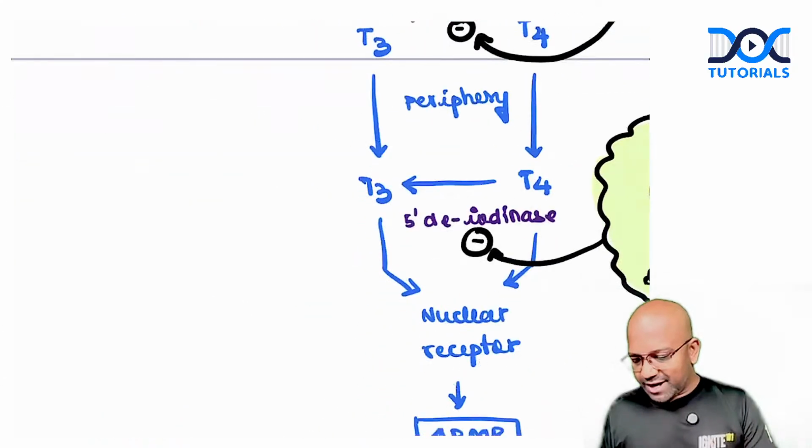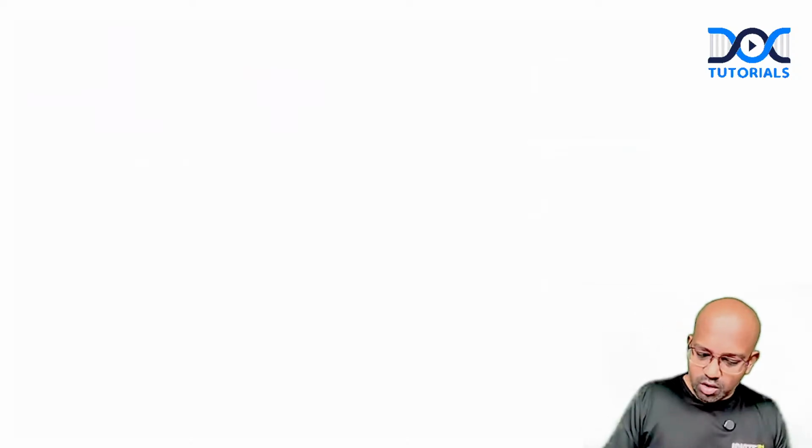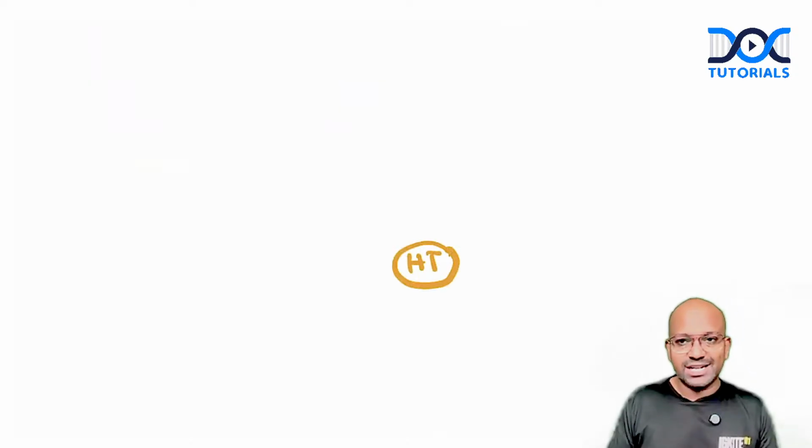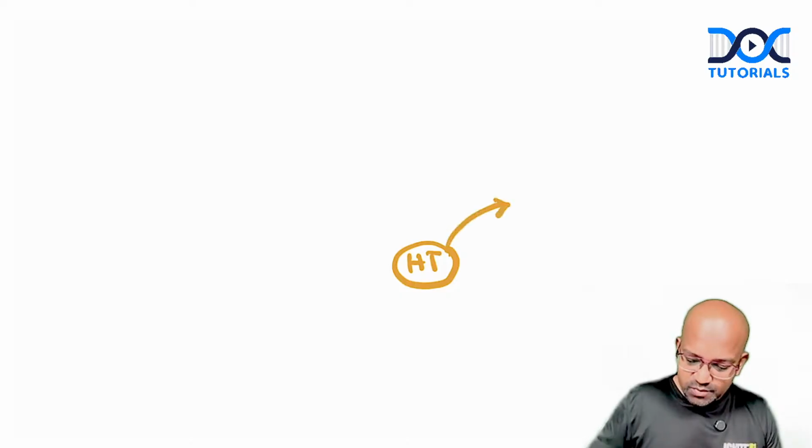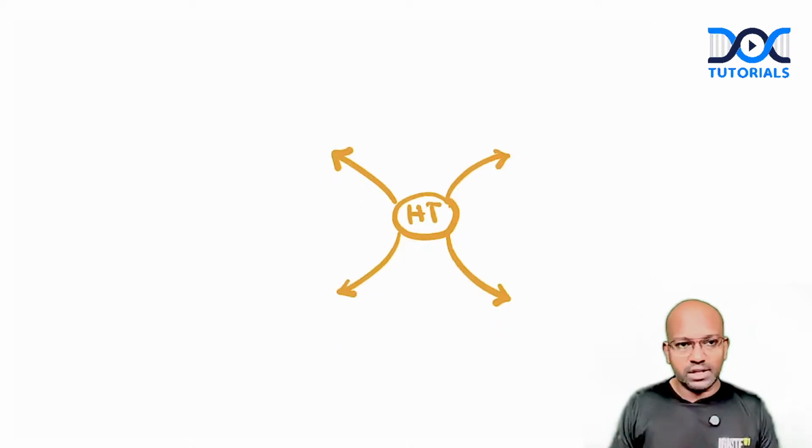Now, let's talk about the pharmacological perspectives of these drugs. What are all the drugs which we currently use in practice for hyperthyroidism? Here I'm writing HT. HT stands for hyperthyroidism. Don't remember it as hypo, it is hyperthyroidism. For hyperthyroidism treatment, we have 4 important drugs. As I've told, we'll be drawing a mind map to explain the pharmacological perspectives of all these drugs.